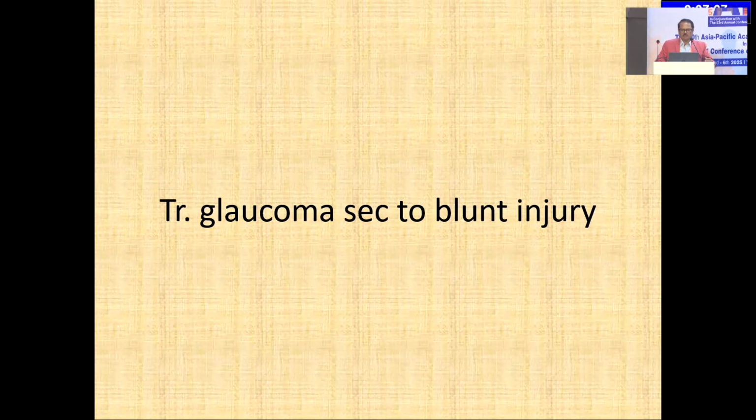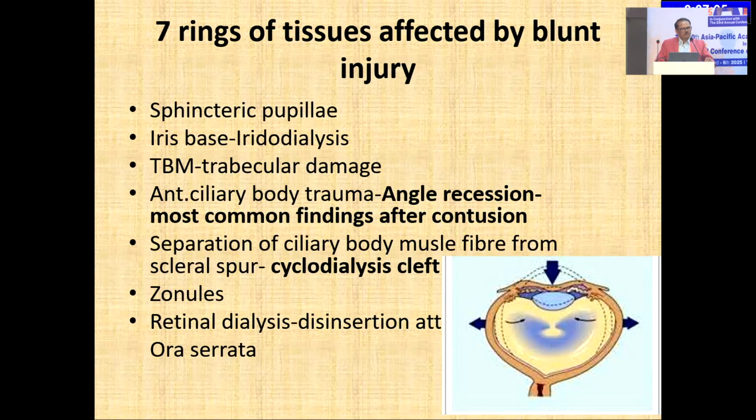So coming to the traumatic glaucoma, which occurs secondary to blunt injury, we all know that whenever there is any injury to the eye, there is compression of the aqueous, or the fluid, in the anteroposterior meridian, followed by equatorial expansion, and there are 7 rings of tissues arranged circumferentially that actually get injured.